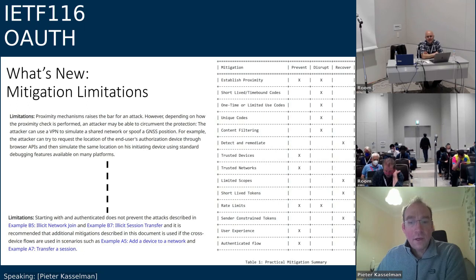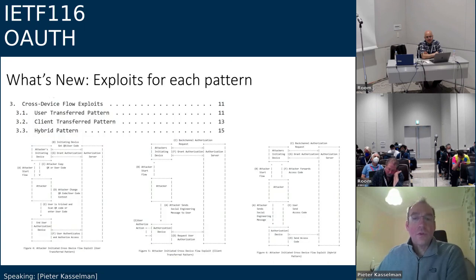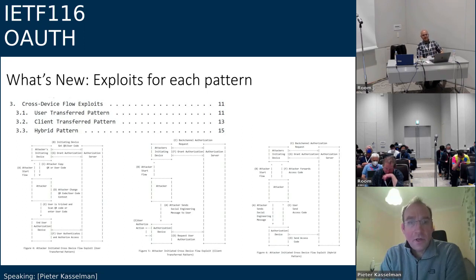And then of course, the other thing that we did was, for each of these exploit patterns, we also added in the attacks. These were basically based on some of the attacks that we've been seeing. And then for all the examples, we mapped the examples back to one of these three patterns. So that's what's new. That's what was added to the draft.